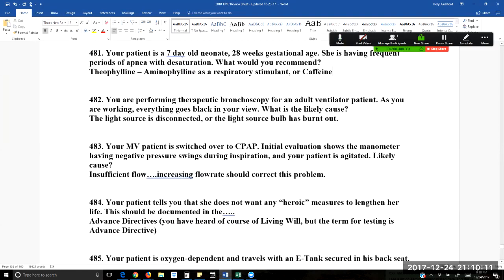You're performing therapeutic bronchoscopy for an adult patient. As you're working, everything goes black in your view. What's the likely cause of that? Well, you've lost your light source. The bronchoscope has to have a strong light source in order to function. So the light source is disconnected, or maybe the bulb has burnt out. Those are like $400 bulbs that are in the light source for a bronchoscope, but they do eventually burn out. So one of those things has happened.